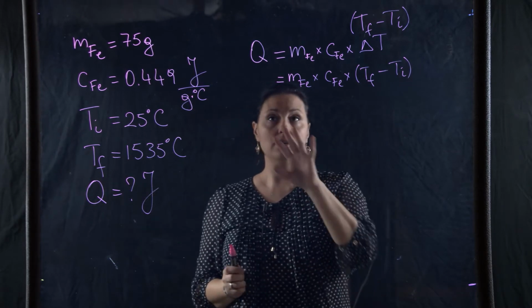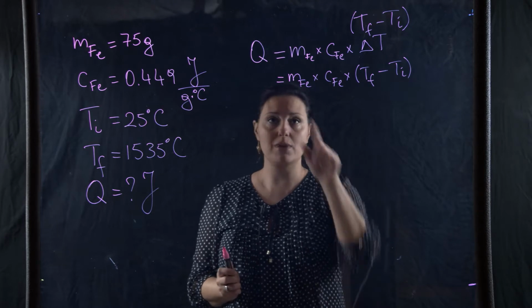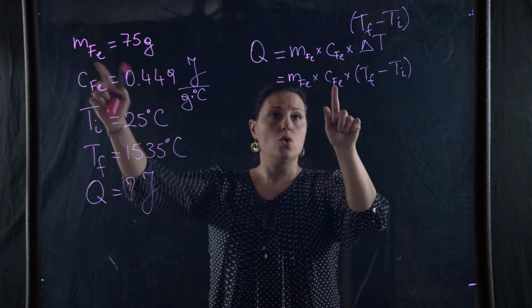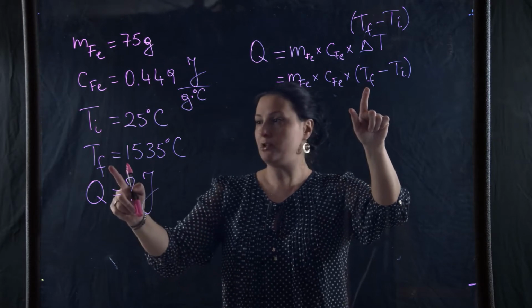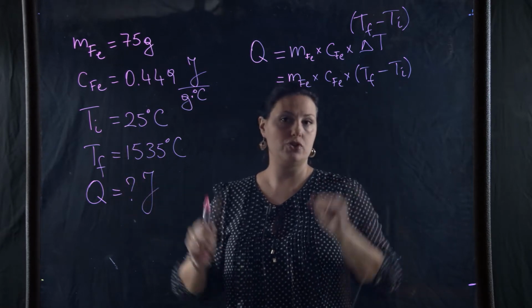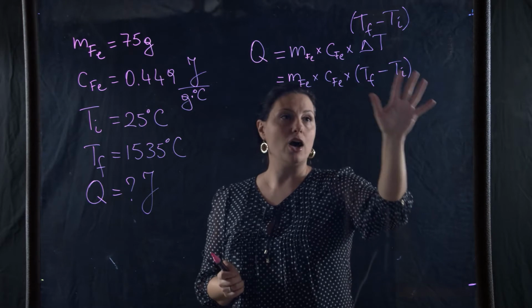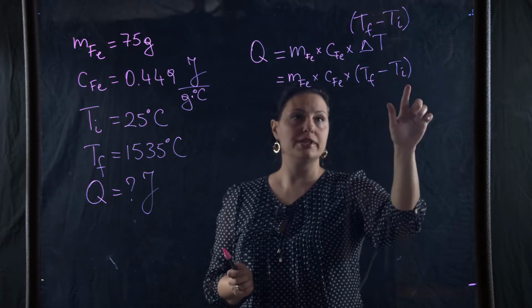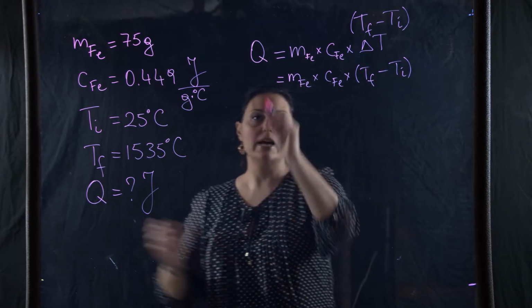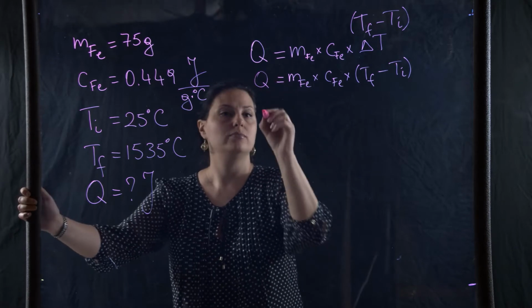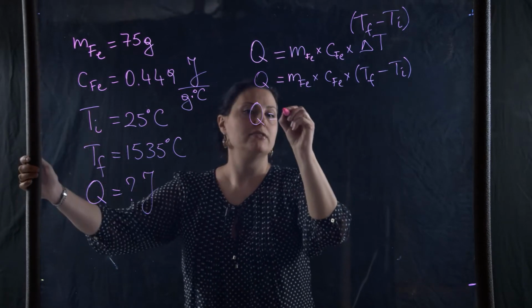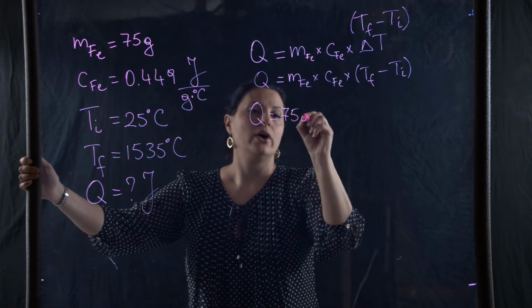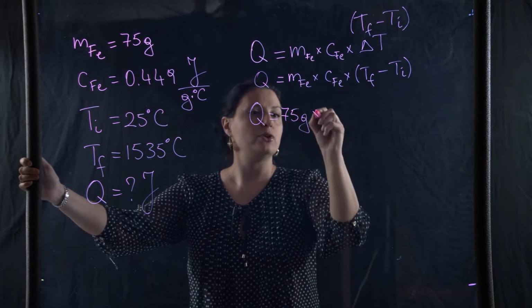For this problem then, we have everything because we have the mass of iron, we have the specific heat for iron, we have the final temperature, and we have the initial temperature. So I have all of these variables here. The only one that I don't have is Q, and that's what I'm finding out. So let's plug in the numbers. Mass of iron is 75 grams. Go ahead and write the units because they will help you.